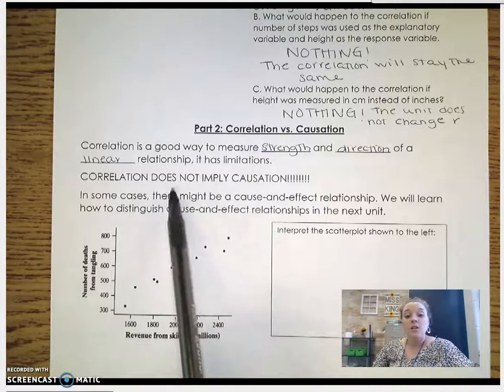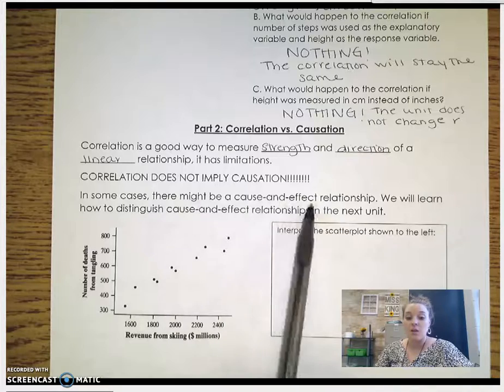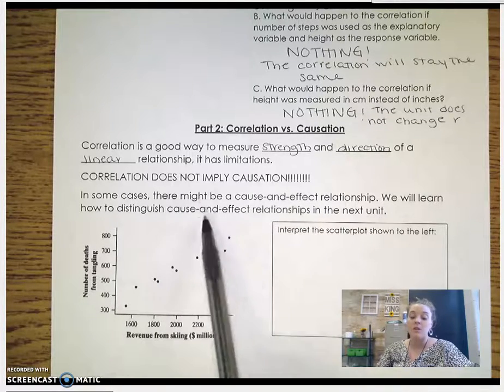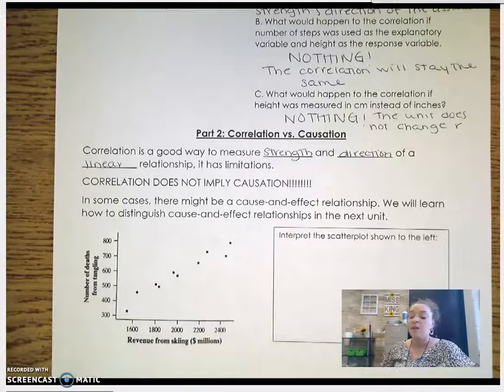So again, correlation does not imply causation. In some cases, there might be a cause and effect relationship, and we will learn how to distinguish cause and effect in the next unit. So in Unit 3, we'll talk about cause and effect, but just because two things are correlated or they have the same trend does not mean that one causes the other.